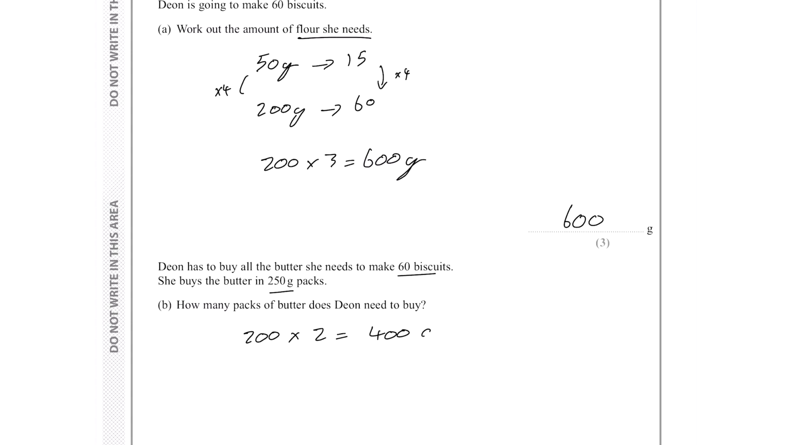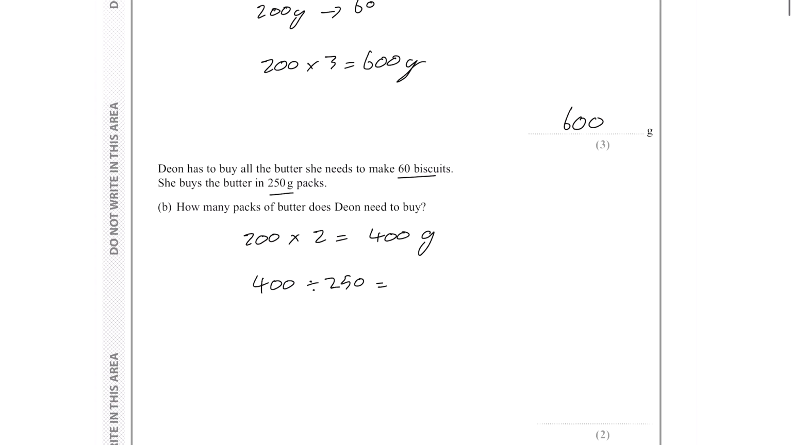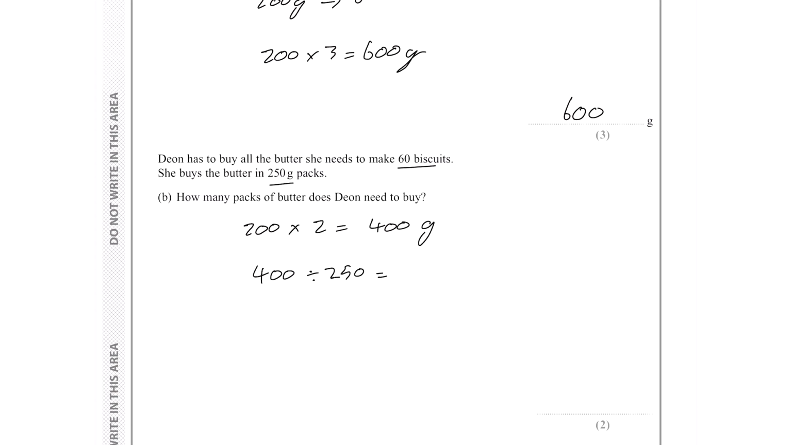And we're told that each pack has 250 grams, so we're going to divide that by 250. And we can see that's not going to be a whole number because 250 times 2 will become 500. You can do some long division on it, and we're left with 25 and 40. And that becomes 1.6. So she needs 1.6 packs of butter, but you can't buy 1.6, so we're going to round that up, and that becomes 2.